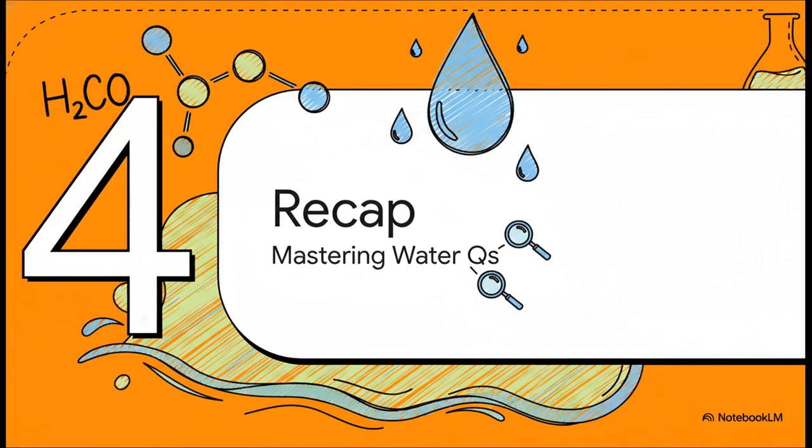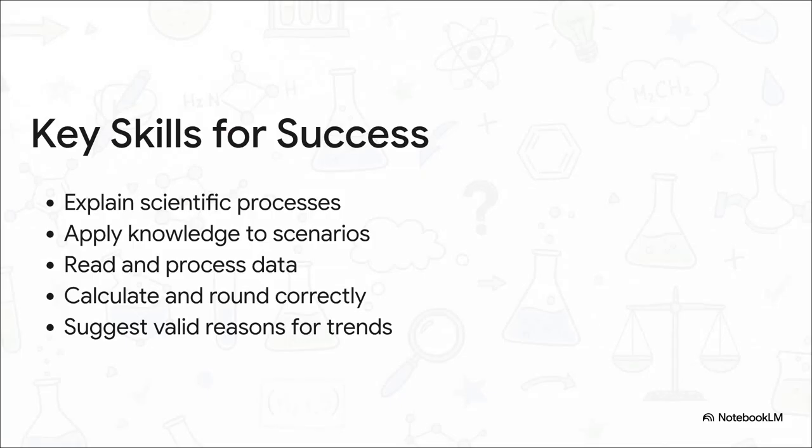Whew, okay. So let's just take a second to recap what we've seen by taking apart just this one single question about water. To get a perfect score here, you had to be a bit of a jack of all trades, didn't you? You had to clearly explain a scientific process, apply your knowledge to a made-up country, read a data table properly, do a calculation with the right rounding, and then suggest real-world reasons for trends. It just shows how many different skills they can test in one go.